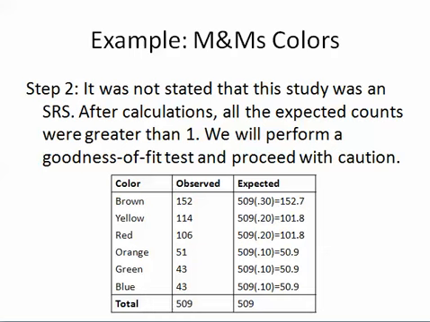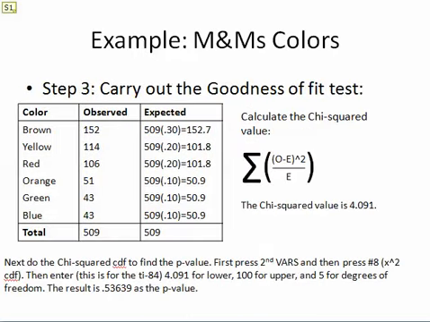Step 2. It is not stated that this study was an SRS. After calculations, all the expected counts were greater than 1. We will perform a goodness of fit test and proceed with caution. Step 3. Carry out the goodness of fit test.